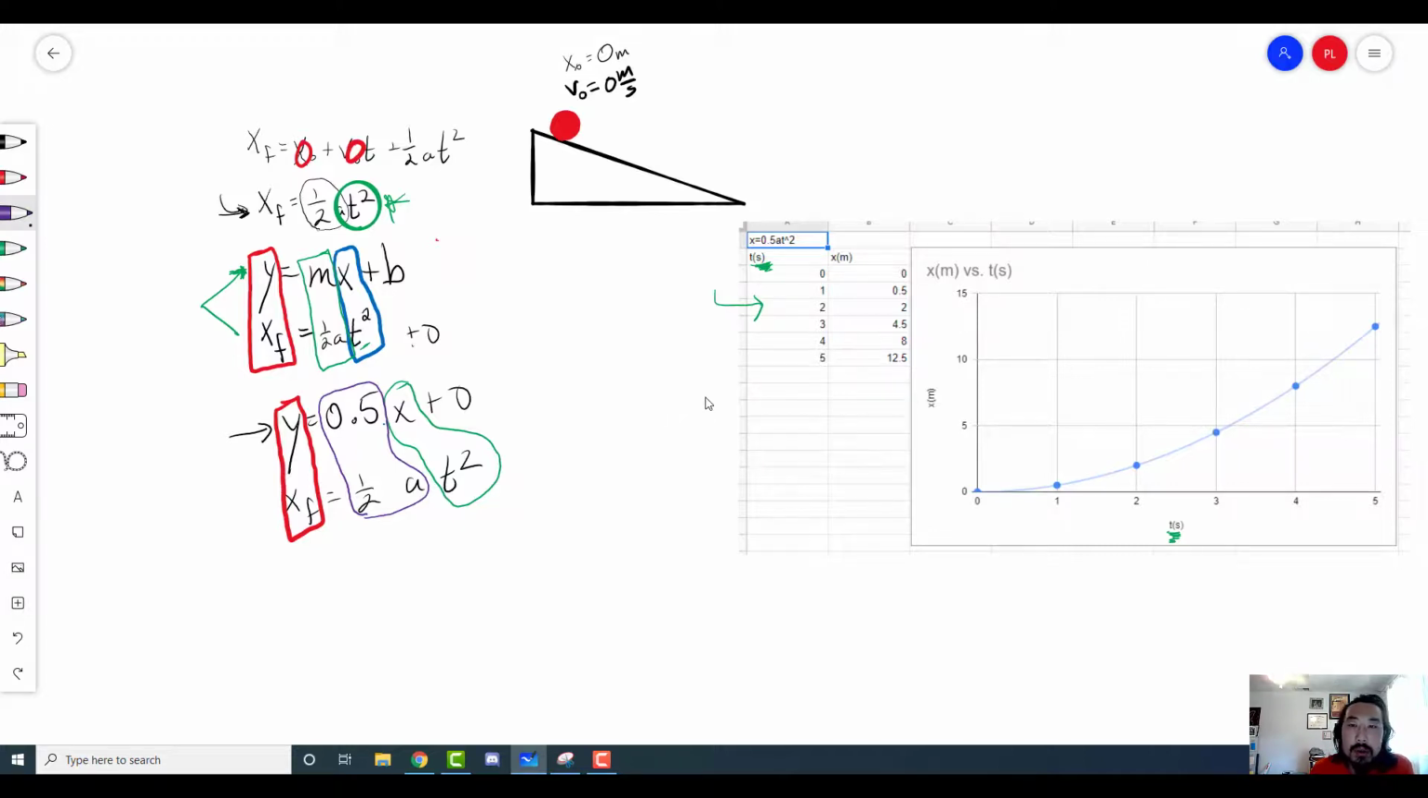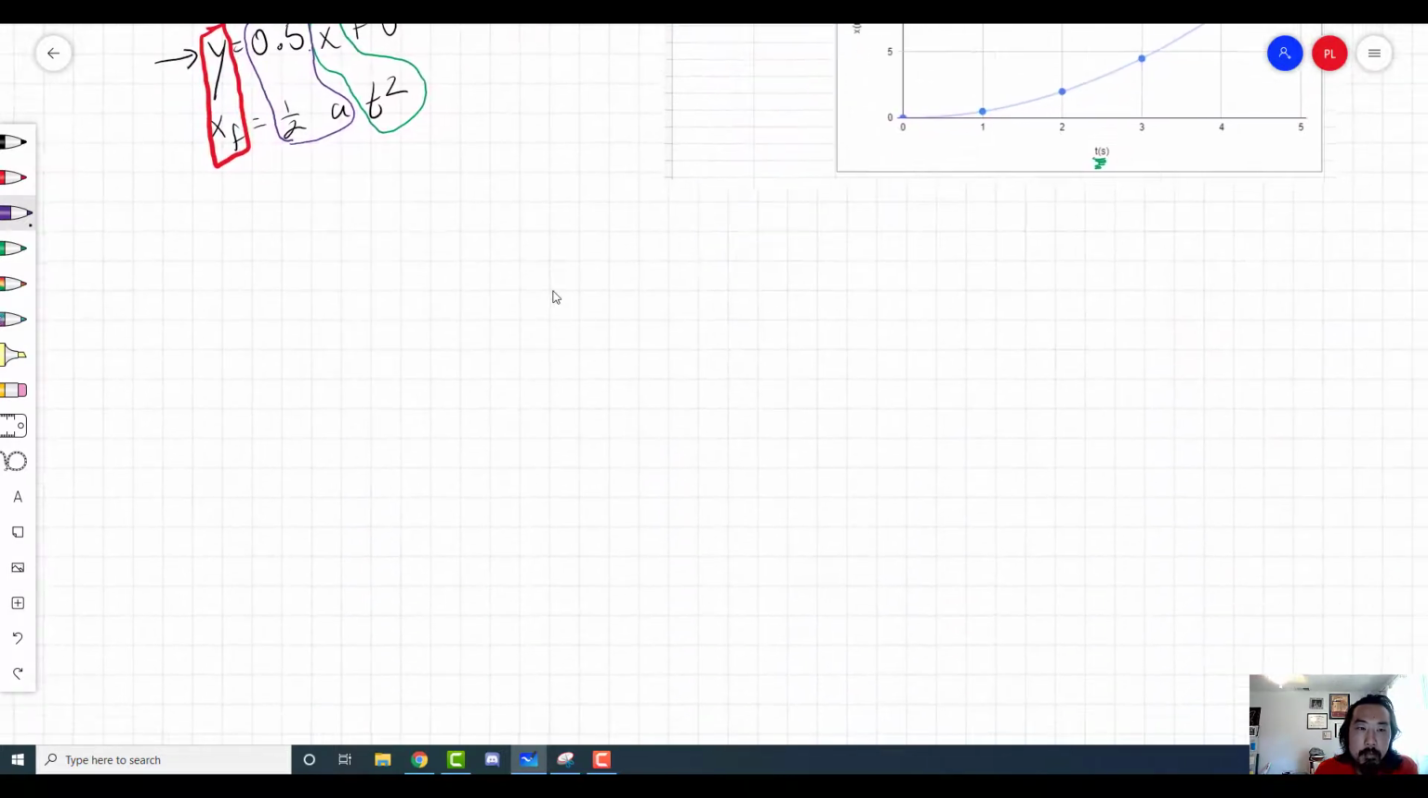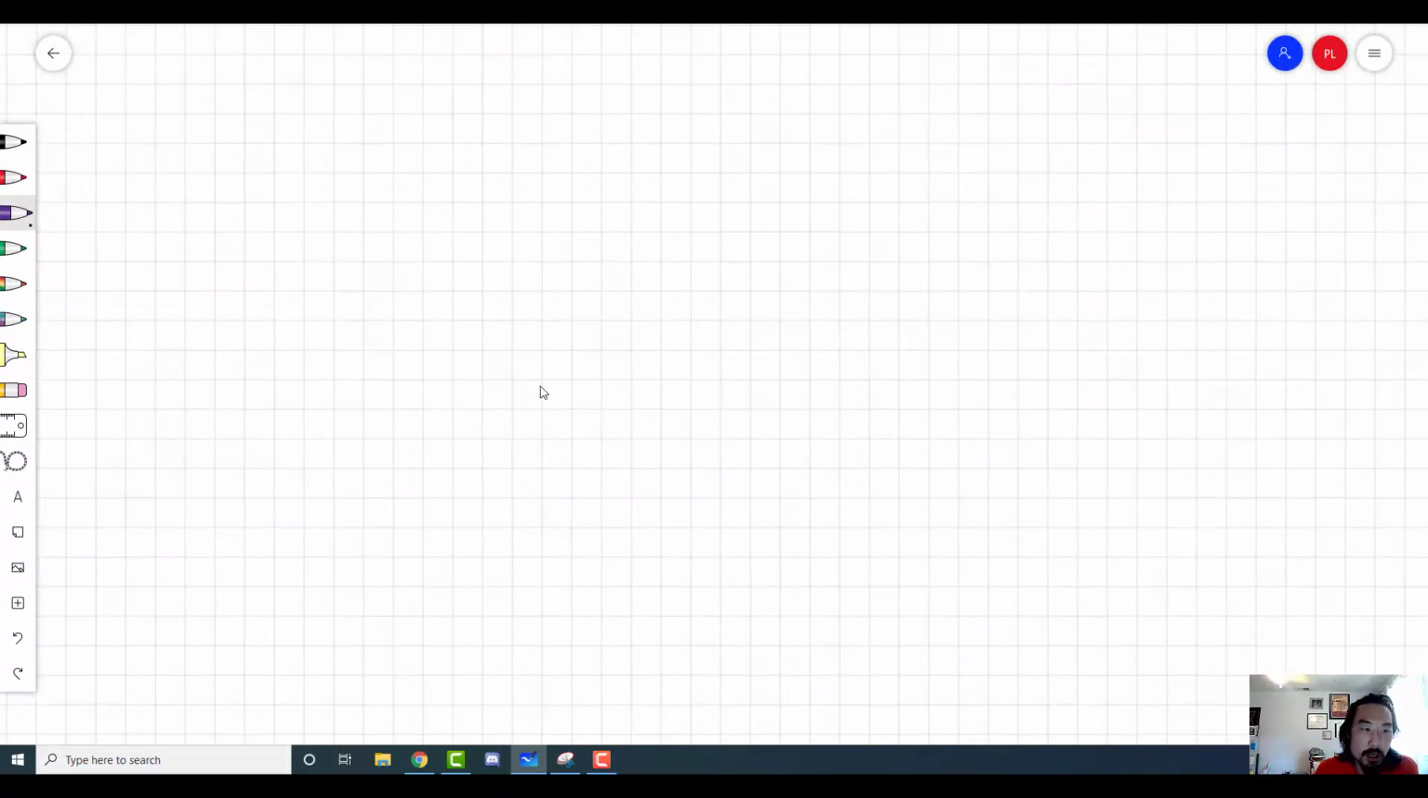It's very easy to do in Google Sheets because you can just adjust it on the fly. Now, I'm going to give you a couple more examples of how to linearize your data based off of physics equations.